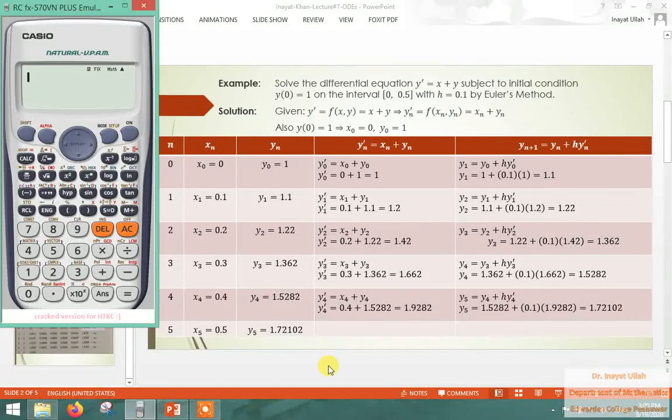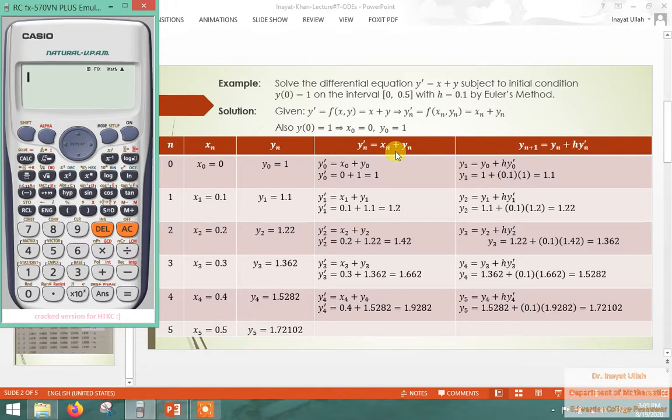Dear students, we will learn about the use of the calculator when dealing with this numerical technique. So let me start here. This is a calculator, and this table is in front of you. We need to concentrate on this function which is given to you in this question, x plus y, and we need to concentrate on Euler's formula, which is yn plus 1 is equal to yn plus h times yn prime.